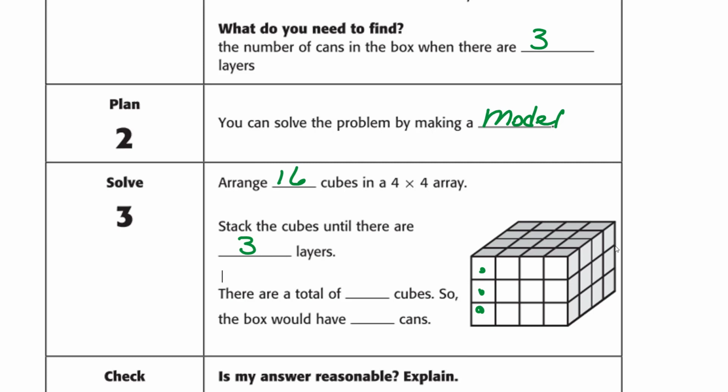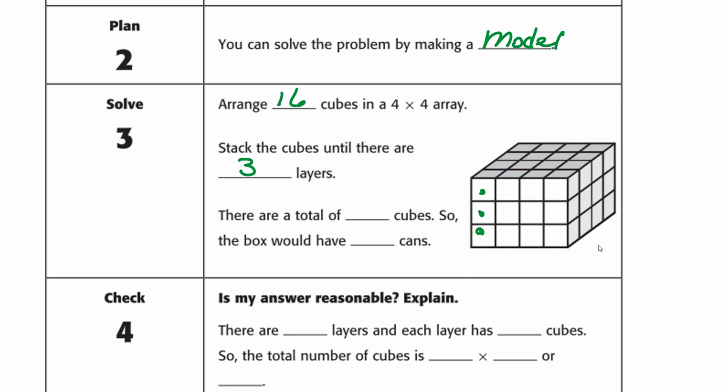Okay, there are a total of blank cubes. How many cubes are there altogether, Mr. Schmidt? Well, if I have 16 and 16 and 16, so that's an 8 and carry the 1, it's 48. Okay, so there are 48 cubes. So the box would have 48 cans. Okay? And 1 layer would be sticking out of the box.